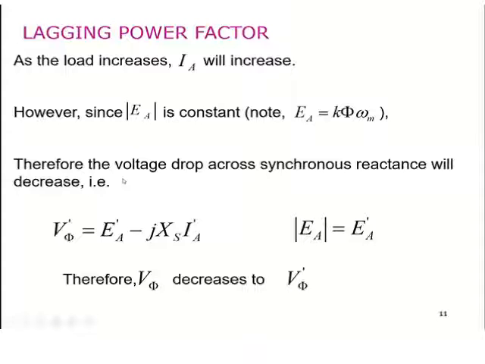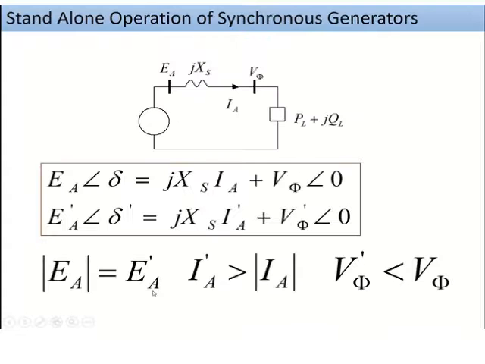The equation is V phi dash is equal to Ea dash minus j Xs Ia dash. Now Ea doesn't change. So if the current increases, then this voltage drop increases, and as a result V phi decreases to V phi dash. This is the previous case before inserting the load. That is the base case, we can say Ea angle delta is equal to j Xs Ia plus V phi angle theta.